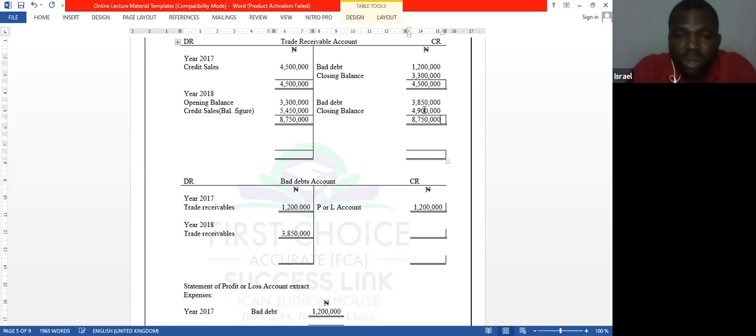8,750,000. So we come to the bad debt as well. We write it off to the profit or loss account, and that amount is what we know as 3,850. So after that as well, you move to your profit or loss account so that we can recognize that year.